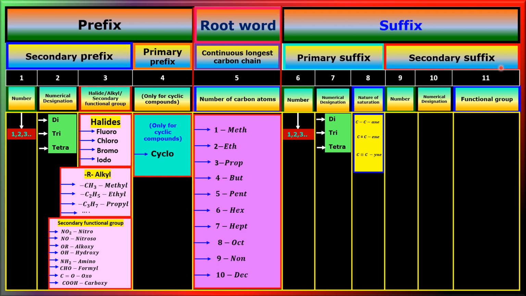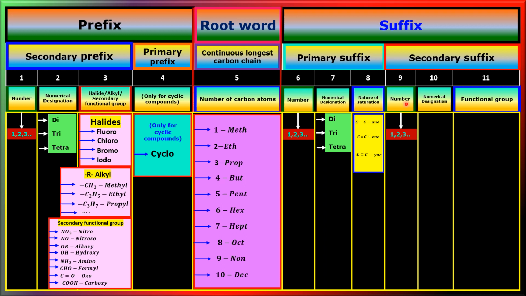Next, secondary suffix also has been divided into 3 categories: number, numerical designation, and functional group. Numbers are similar to these numbers only. Here numbers are nothing but 1, 2, 3.